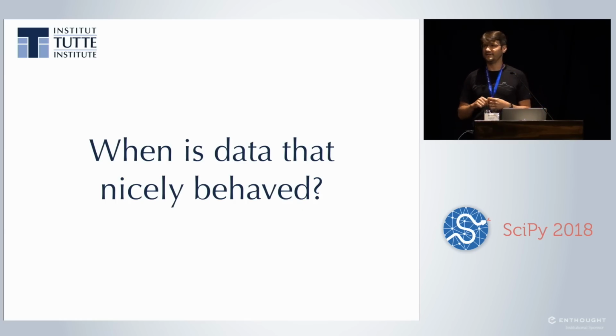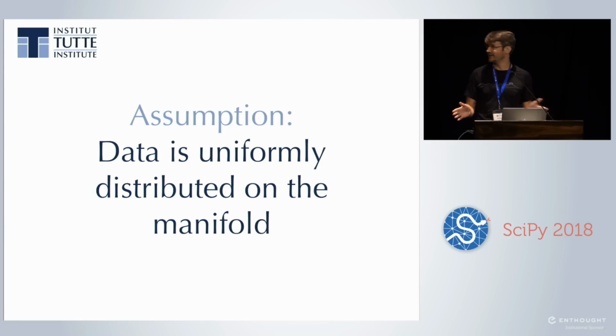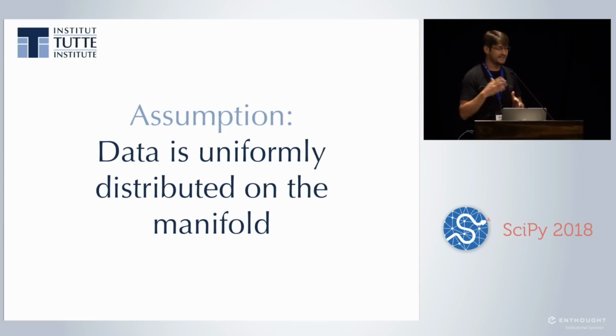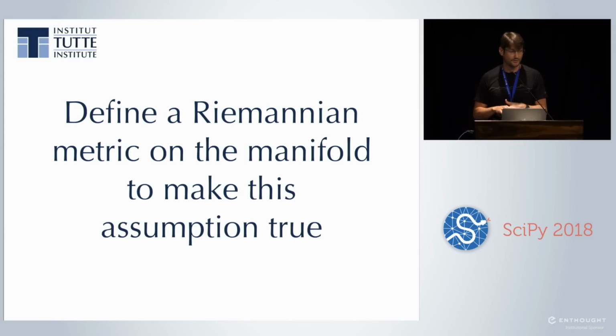But when is real data ever that nicely behaved? But, hey, I'm a mathematician, so I actually just get to assume whatever I want. So I'm going to assume it's true. Great, we're done, right? Case closed. Not quite. The next catch is that if we assume the data is uniformly distributed on the manifold, that has practical implications for the manifold itself. What that means is that we're going to have to define a Riemannian metric on the manifold that makes this assumption magically true.